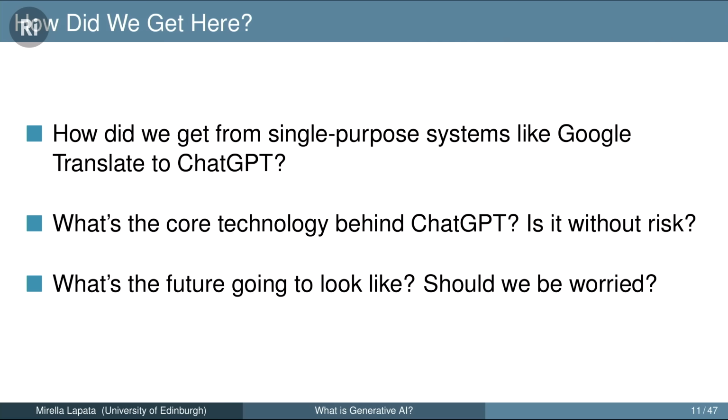So we'll address 3 questions. First of all, how did we get from these single-purpose systems like Google Translate to ChatGPT, which is more sophisticated and does a lot more things? And in particular, what is the core technology behind ChatGPT, and what are the risks, if there are any? And finally, I will just show you a little glimpse of the future and how it's going to look like and whether we should be worried or not. And, you know, I won't leave you hanging. Please don't worry, okay?